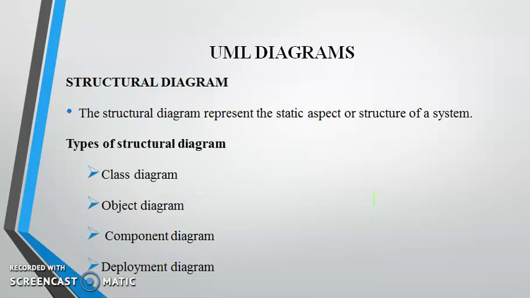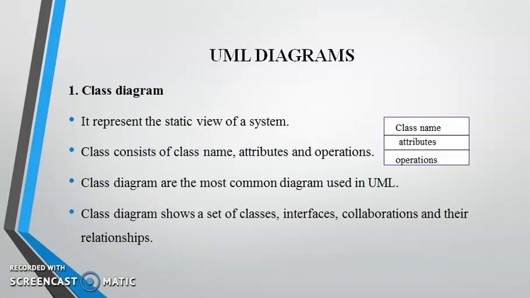First we see what is structural diagram. Structural diagram represents the static aspect or structure of a system. It means it represents the static vision of a system. There are four types that come under the structural diagram. First one is class diagram, second one is object diagram, third one is component diagram, and the last one is deployment diagram.